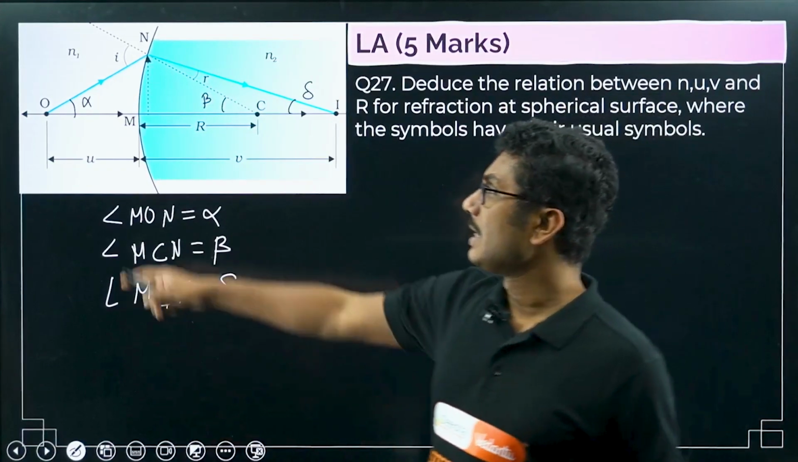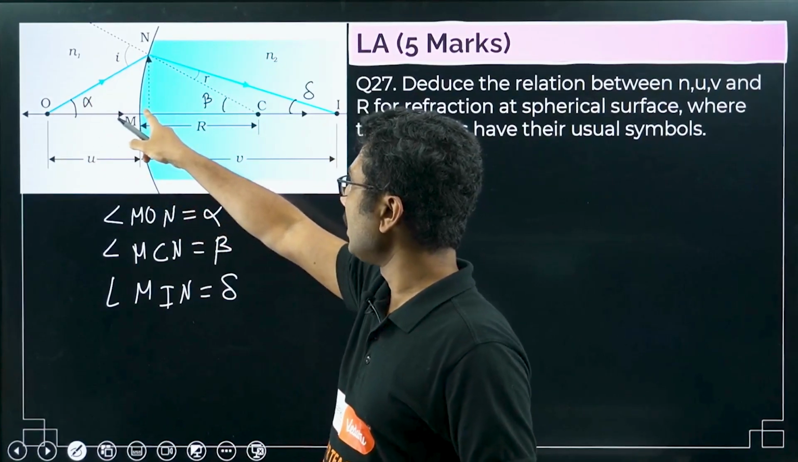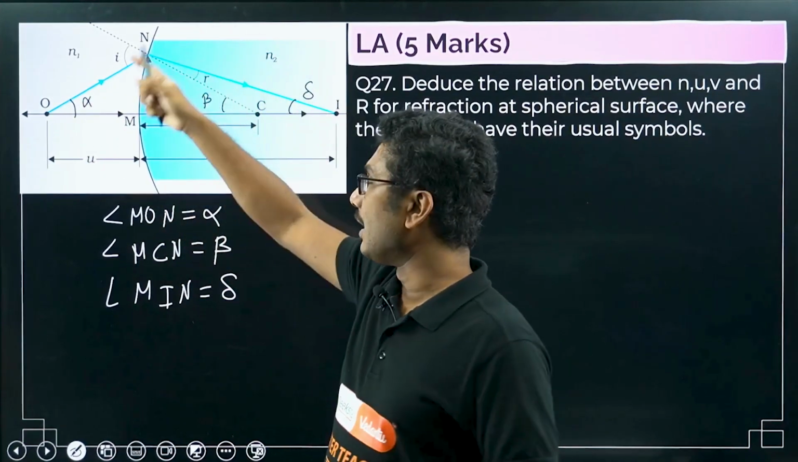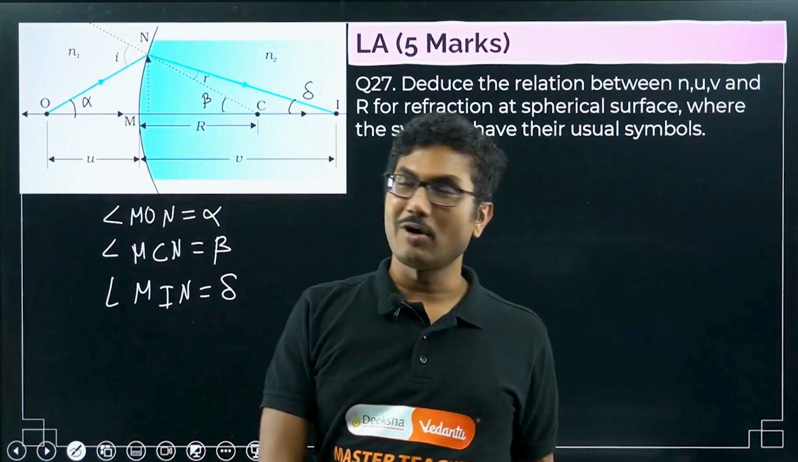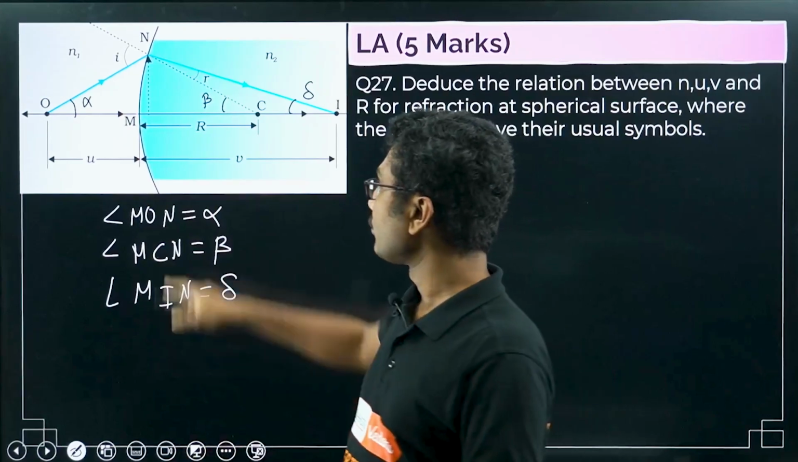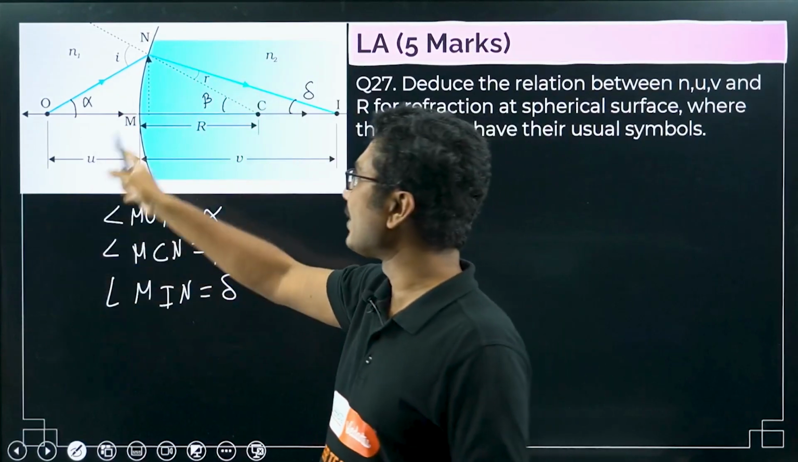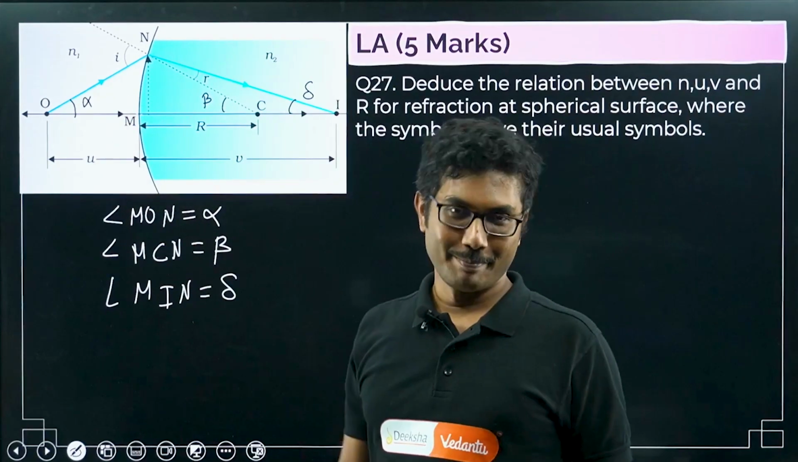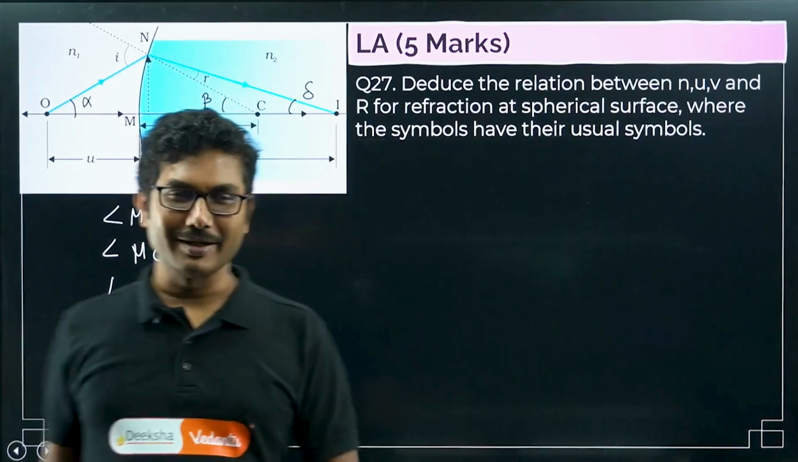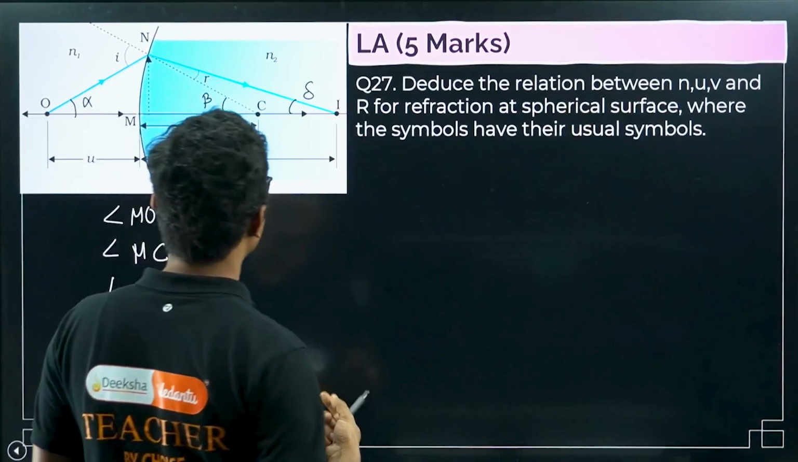Paraxial rays means the ray is not bending like this; they are very close to the principal axis, and the angle is very small. This point and this point are actually the same. So in this case they have only shown M, and they are assuming this is basically M. Okay, so they have also reduced the task for you. So we will use the same thing to proceed.